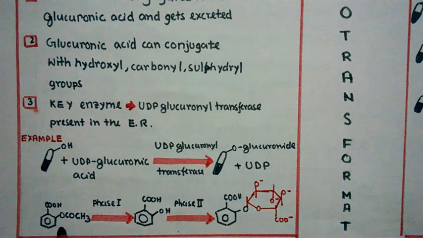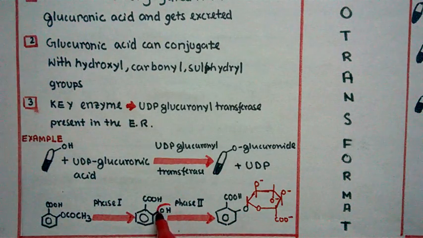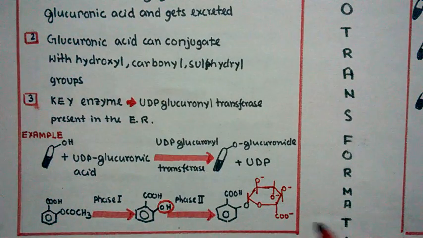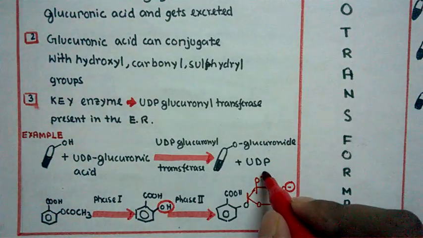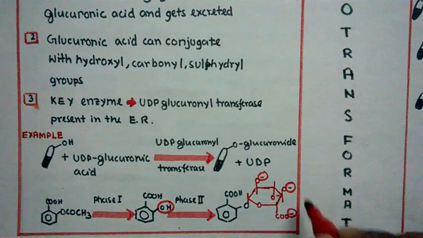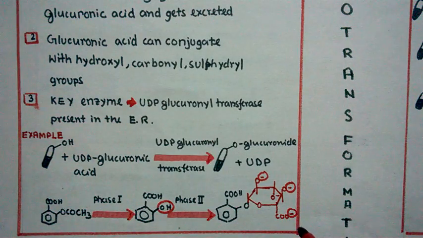Here we have aspirin, which is a non-steroidal anti-inflammatory drug. This aspirin, after phase 1 reaction, acquired a hydroxyl group. On this hydroxyl group, glucuronide conjugation can take place. So on this hydroxyl group, UDP glucuronyl transferase adds this glucuronide group. As you can see, there are many negative charges in this glucuronide conjugate. As there are many negative charges, this is highly polar and water soluble. So it could be easily excreted from the system.